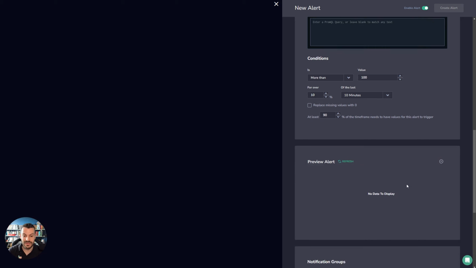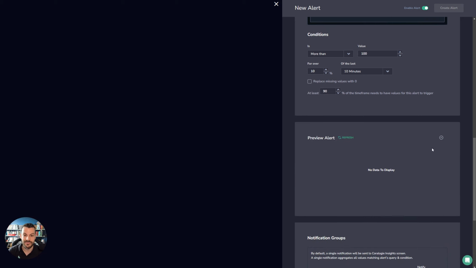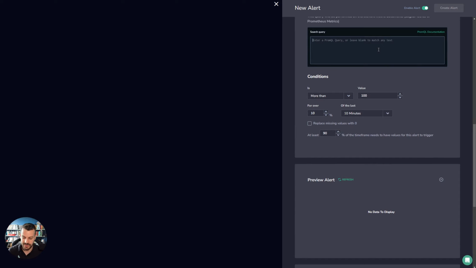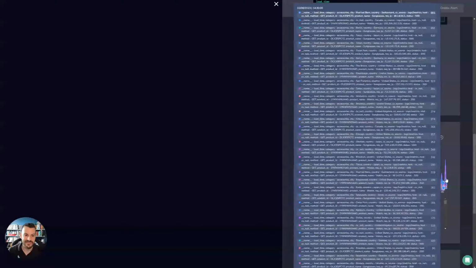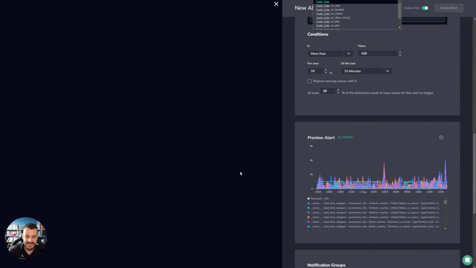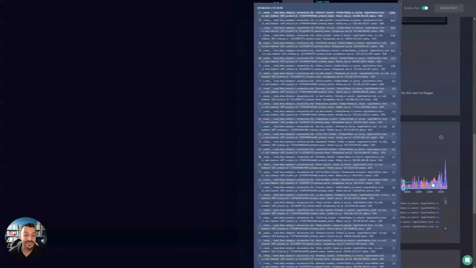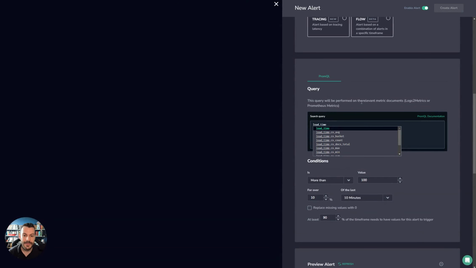Once again, you can preview the alert. So there's no condition there, so you can do that. But if we just do that, so any load time, and we refresh, you'll see here all the different times, all the different values for this alert, and you can see those lines there indicating when the alarm would have fired. So this threshold of 100 essentially means that you would have a lot of alarms firing for this thing.